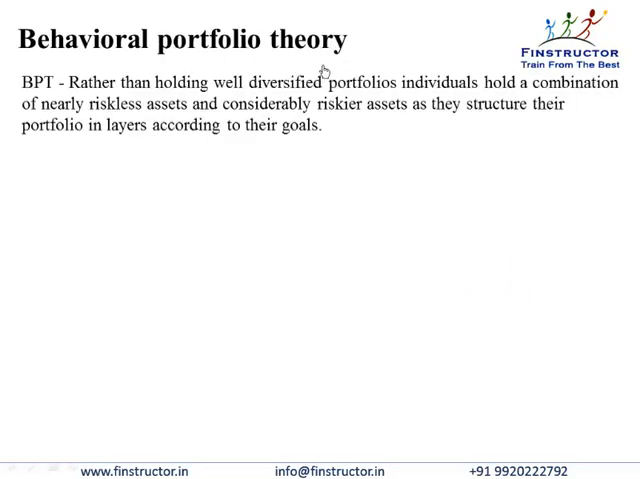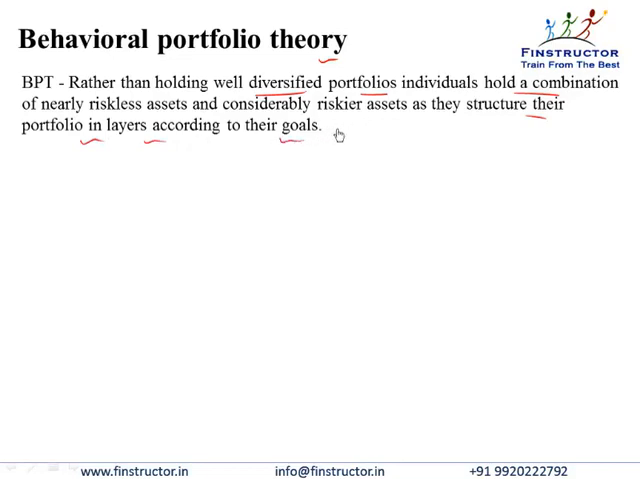The behavioral portfolio theory says that people don't hold well-diversified portfolios as traditional finance says. People hold either near riskless securities or considerably riskier assets. So they are either very low risk assets or very high risk assets in my portfolios. There are fewer medium risk assets because of the mental accounting that we described earlier and because of the way that we structure our portfolios in layers according to the goals.